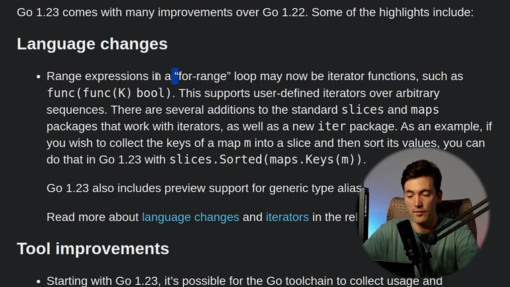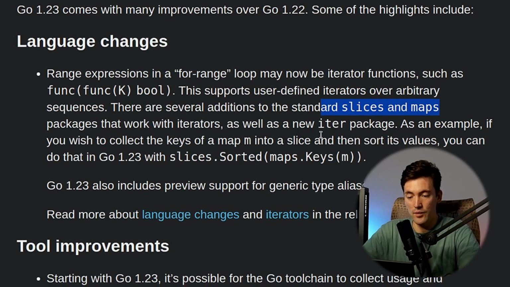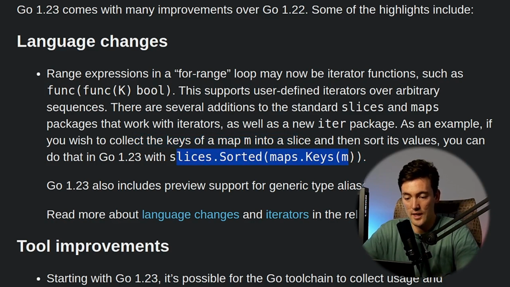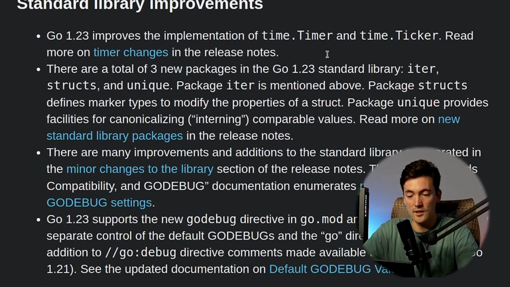In for range loops, we can now use an iterator function such as func(yield func() bool). The standard slices and maps packages can work with iterators. As an example, if you want to collect the keys of a map m into a slice and then sort its values, you can simply do this: slices.Sorted(maps.Keys(m)). Very easy, simplicity is good. Also, we have updated timer and time.Ticker implementations, with improvements.